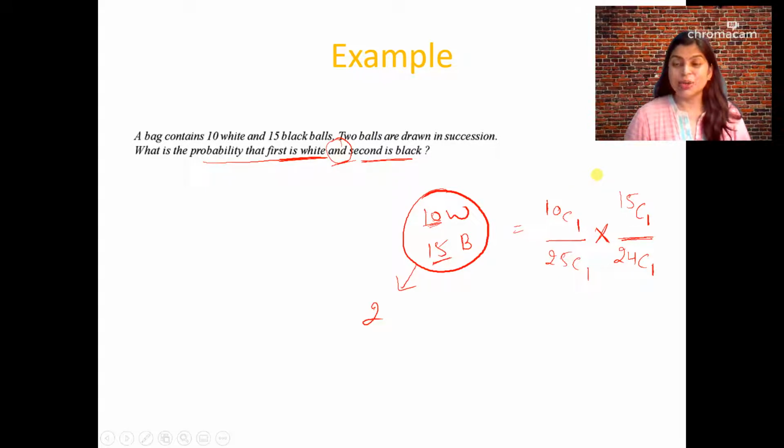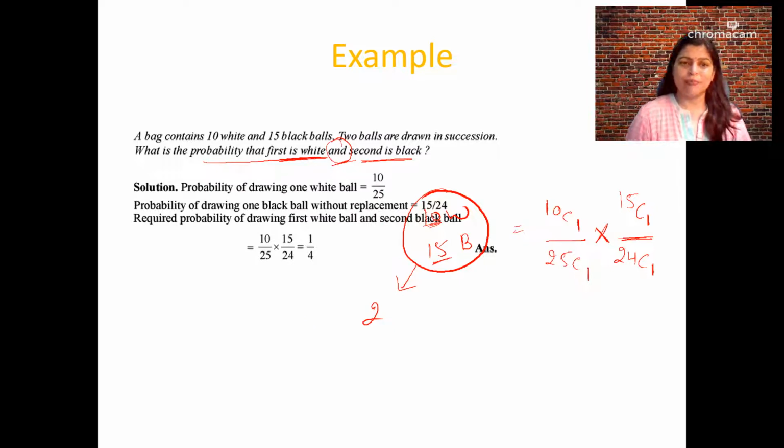But this is perfectly fine when you solve multiple-type questions, MCQs. But if this question comes in your examination, then you have to write in a proper way. So you have to write like this: probability of drawing one white ball is 10 by 25, probability of drawing a black ball without replacing is this, and then the required probability is this. You have to use proper language.